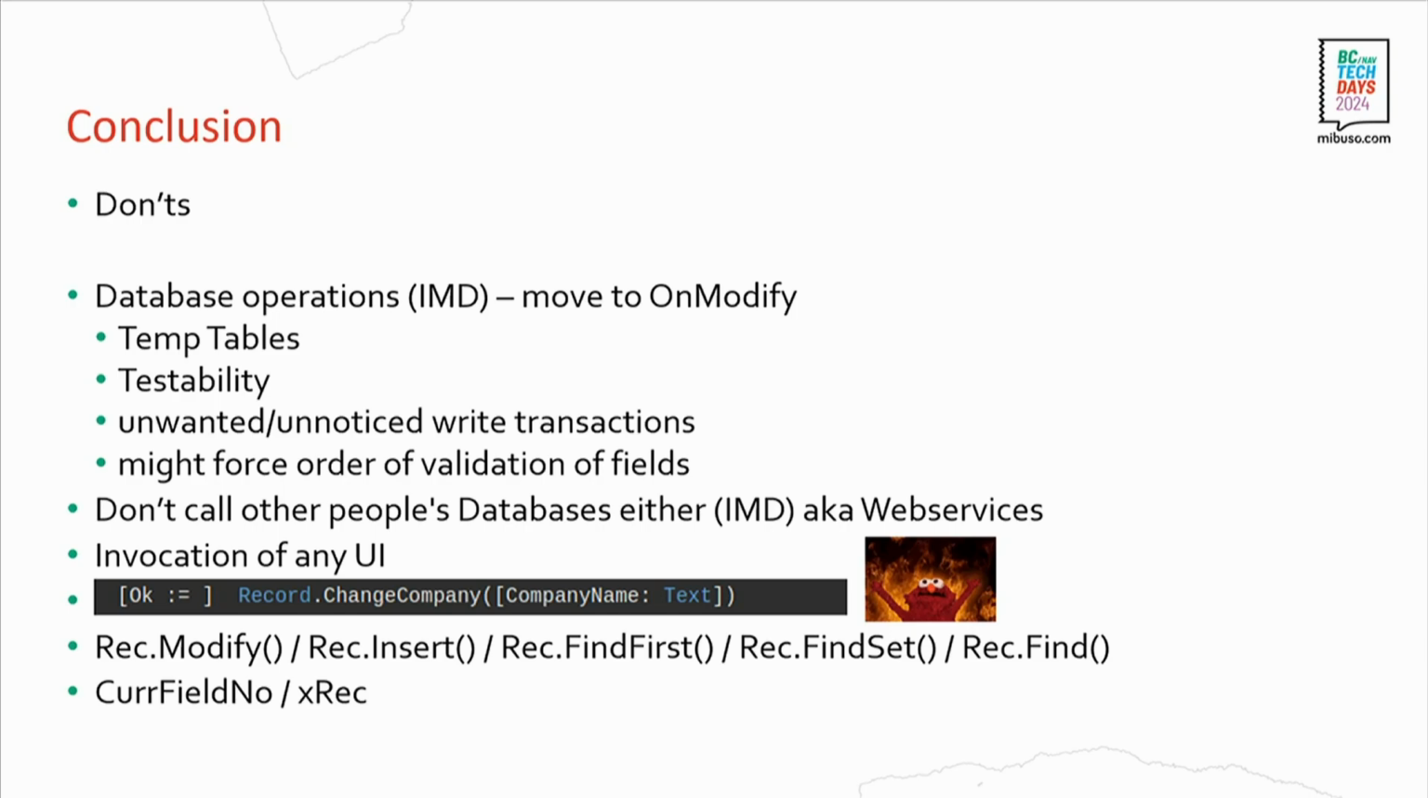So, right, and also with write transactions in these modifiers, in these validate triggers, you shouldn't call any invocation of any UI. But if that happens, if someone decides, well, I need this page to be run modal, or I want to run this code unit, I've lost my train of thought. Invocation of UI is the same thing.